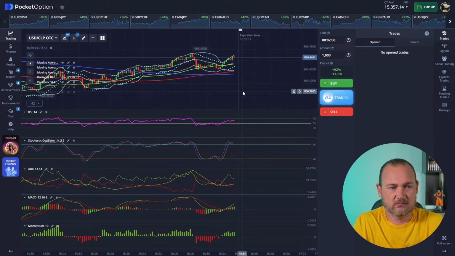And Martingale will ruin you if you apply it to guess trading. If you want to take guesses and do a Martingale trade, it's going to end very badly. Take my word for it.